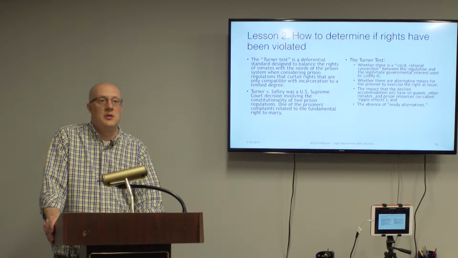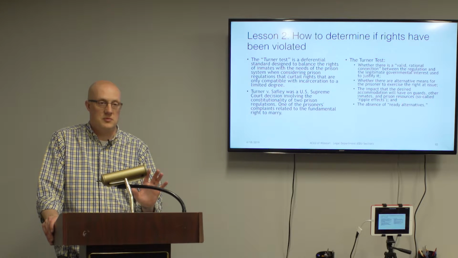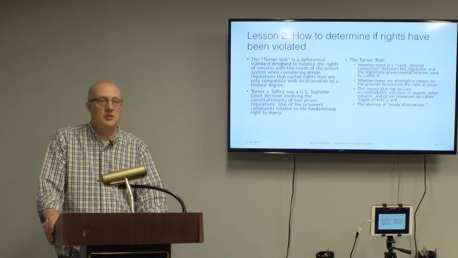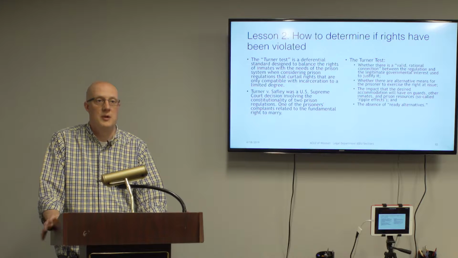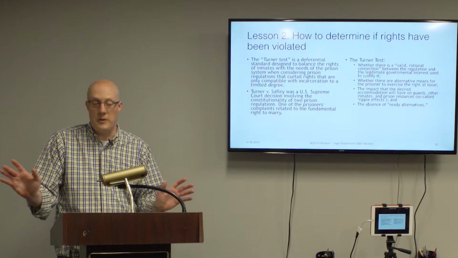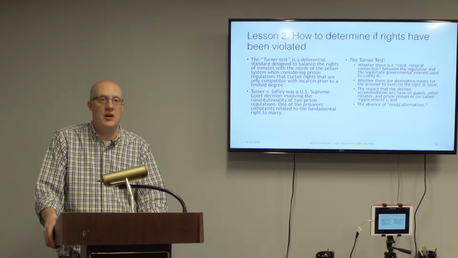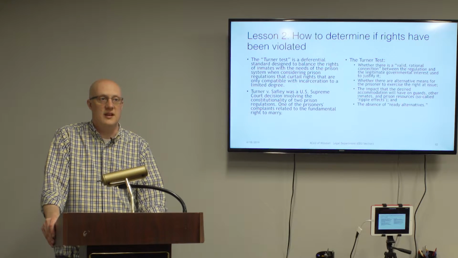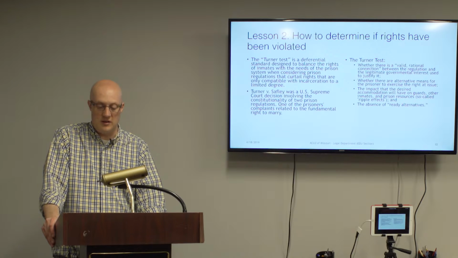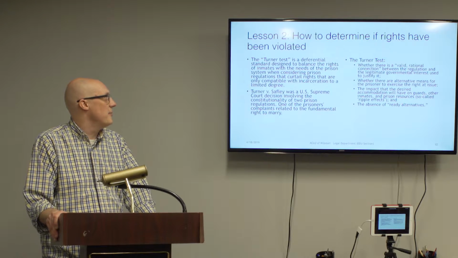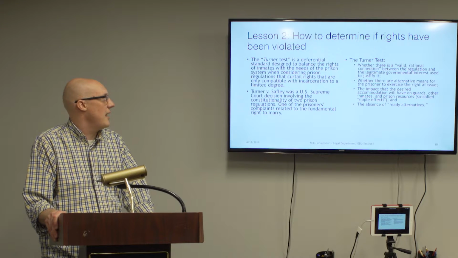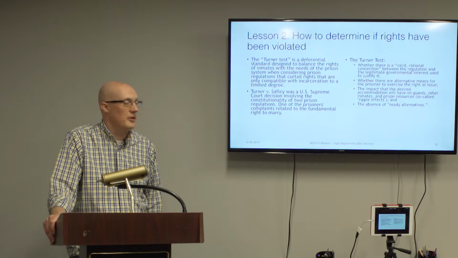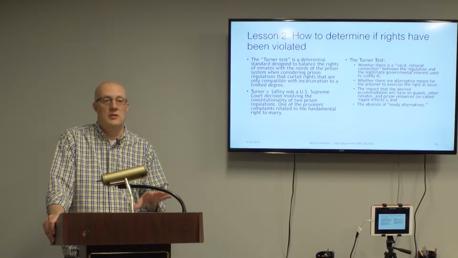If the inmates can exercise their constitutional right in some other form that is open and equivalent to what they are claiming the regulation denies them, then the court is going to deny that challenge to the regulation. And finally, the impact that the desired accommodation will have on guards, other inmates, and prison resources, so-called ripple effects, will factor in.